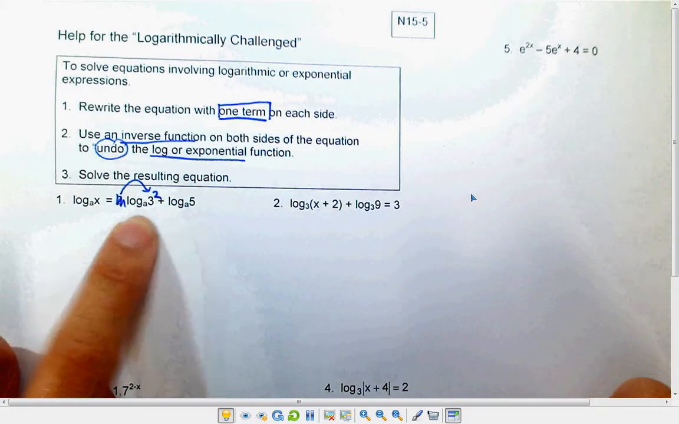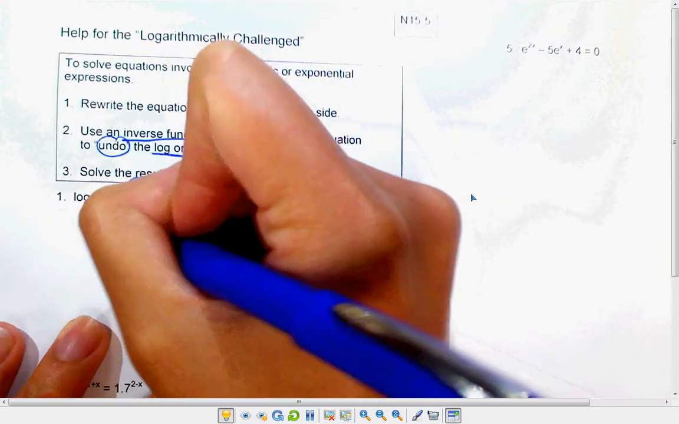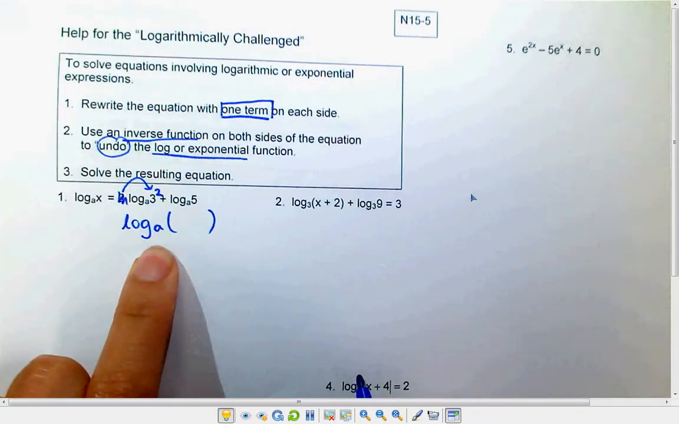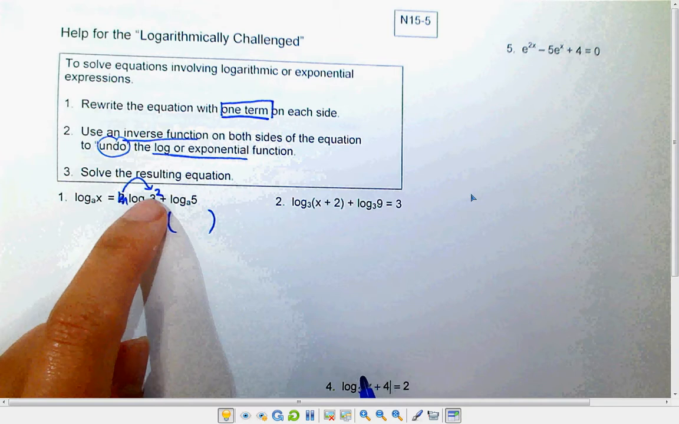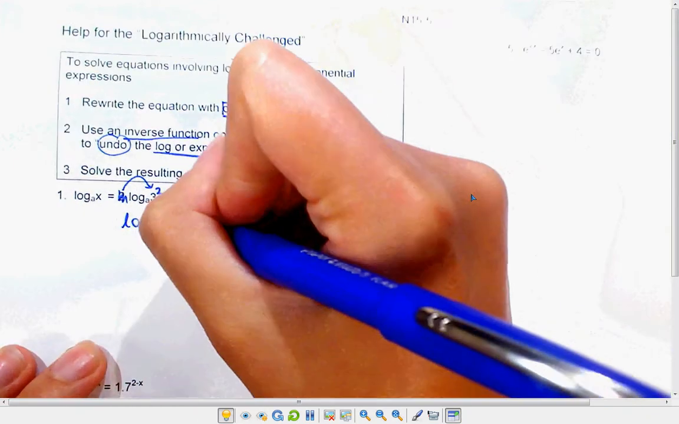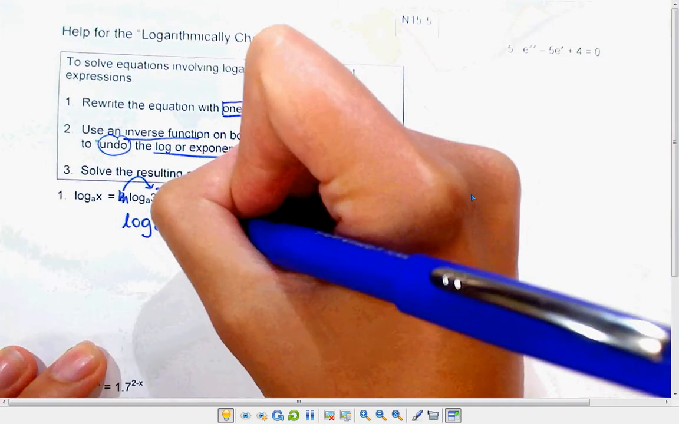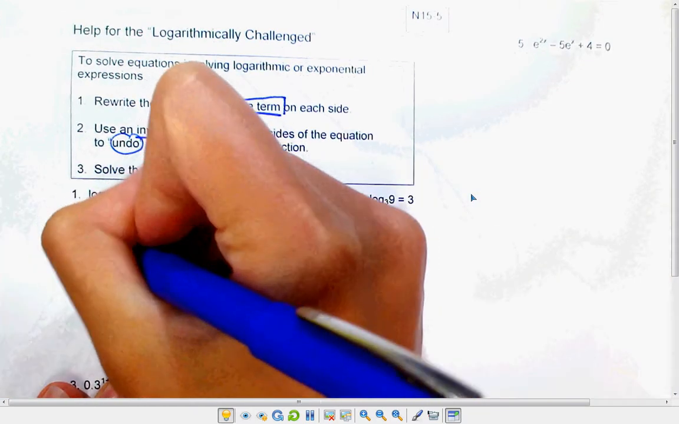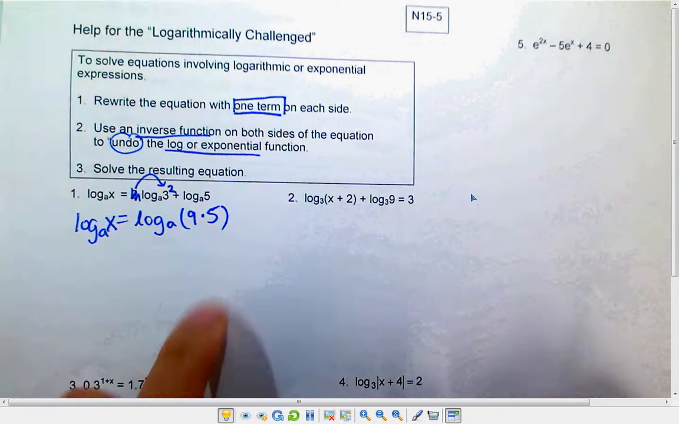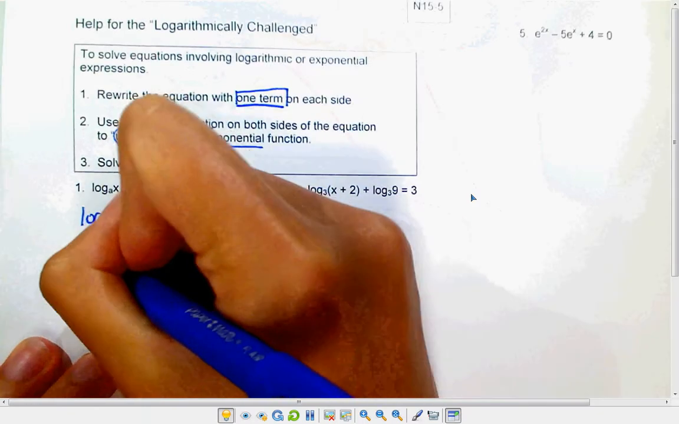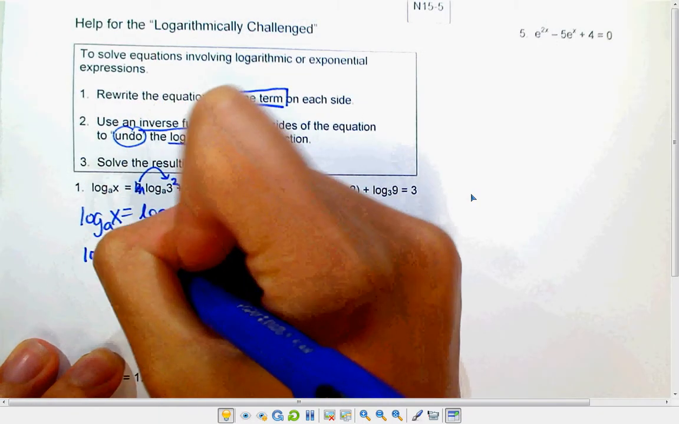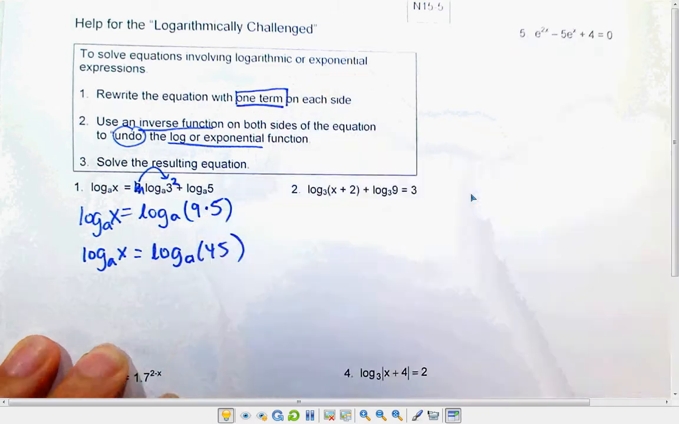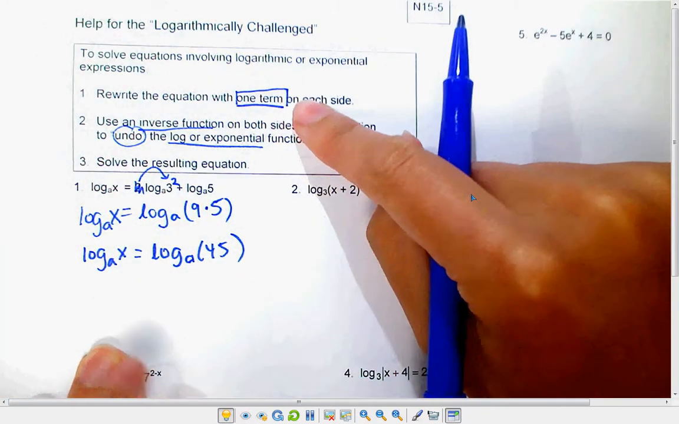Since these two are being added, if I turn this into one term, log base a, that a stays here. So now what's happening between my 3 squared and the 5? 3 squared is 9, and it becomes multiplication since it's adding, right? And so this is log a of x. So 9 times 5, we can actually solve that. It is 45. And so now I have one term on either side, so that's my first step.